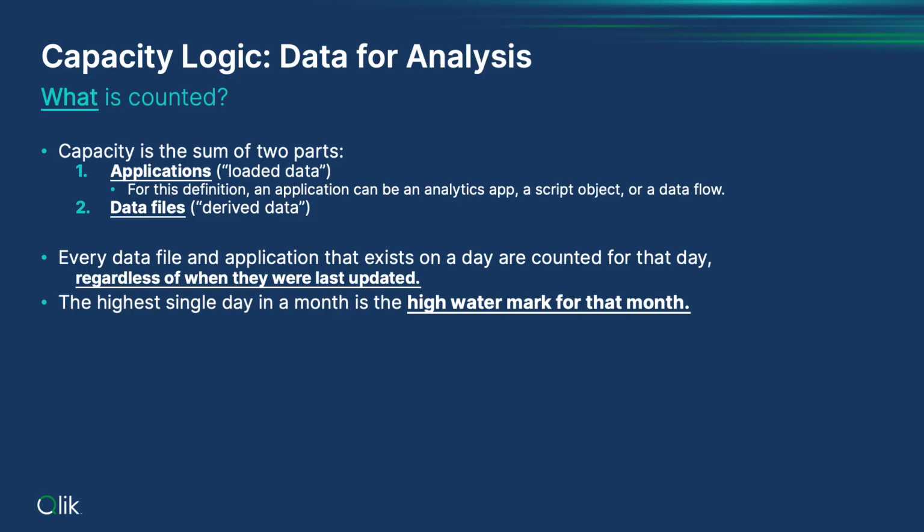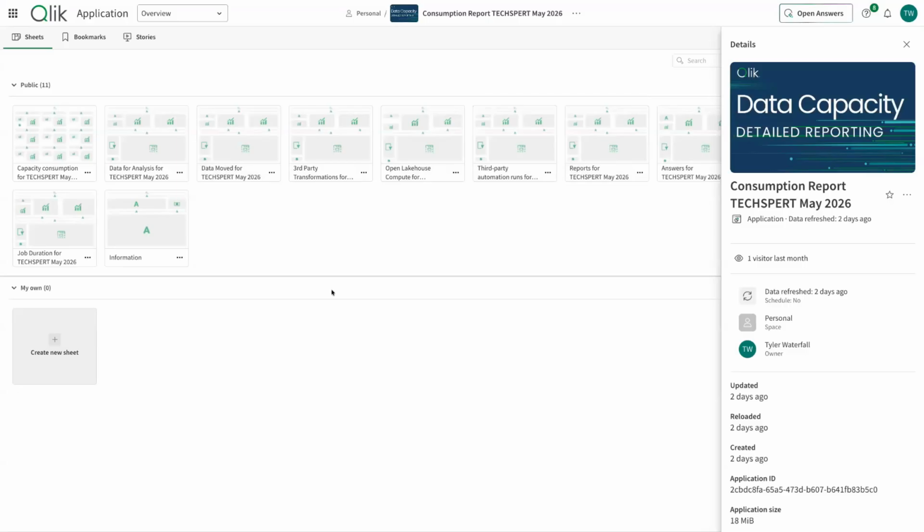What is the main tool for how admins can monitor their data consumption on their tenants? The primary tool for looking at detailed usage is the consumption report app. The tenant admin is able to distribute internally to your Qlik Cloud tenant. So that's this consumption report. Okay, so this is the app that gets generated.